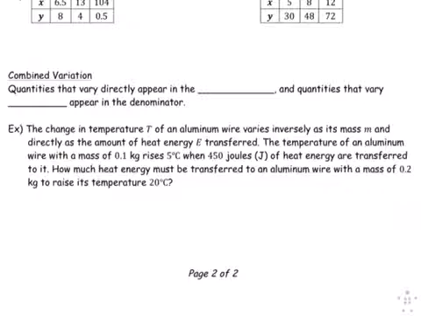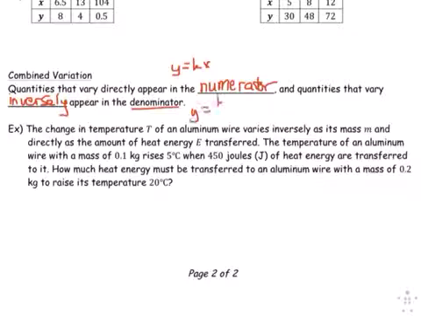What does it look like if you take two types of variation and combine them together? In this example, quantities that vary directly appear in the numerator, and quantities that vary inversely appear in the denominator, which should make sense because for direct variation y equals kx, for inverse variation y equals k on x. For inverse variation the variable is in the denominator. For direct variation the variable is in the numerator.